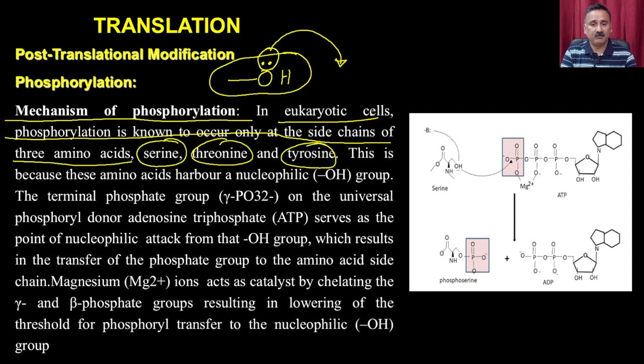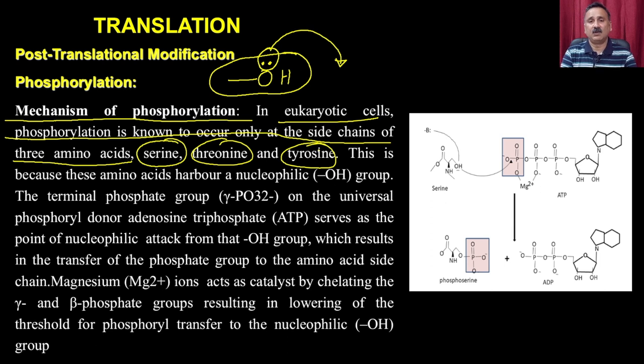And that is why you will see that in the eukaryotic system you have serine, threonine and tyrosine, but in other systems, for example in the bacterial system, you also have the aspartate which is getting phosphorylated, you also have the histidine which is getting phosphorylated and so on. Because the histidine also has the nitrogen which has the lone pair, and the aspartate has the terminal carboxylate group, and you are going to have the lone pair on this. So, in the histidine you are going to have the nitrogen, in the aspartate you are going to have the COOH group, and this is going to participate in the phosphorylation reaction.